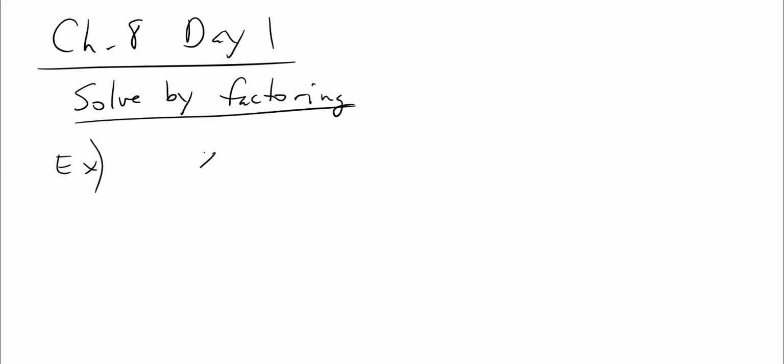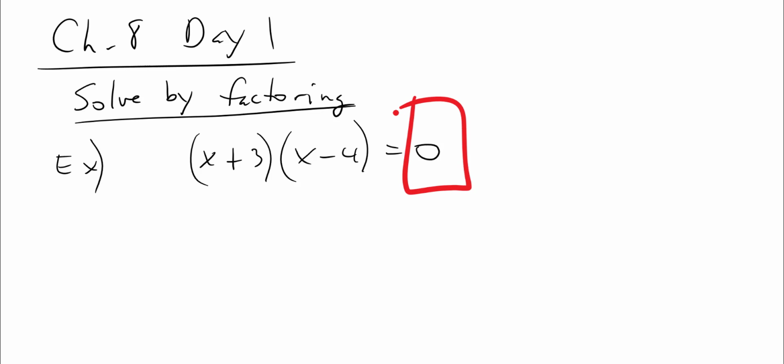So, really quickly, if I gave you a problem like this, and let's say it was already factored, so let's say I had x plus 3 times x minus 4 equals 0. The first thing you have to recognize is that it equals 0. That's really important. I'm going to keep mentioning this throughout the whole lesson, because in order to solve an equation, it has to be equal to 0 if it's factored.